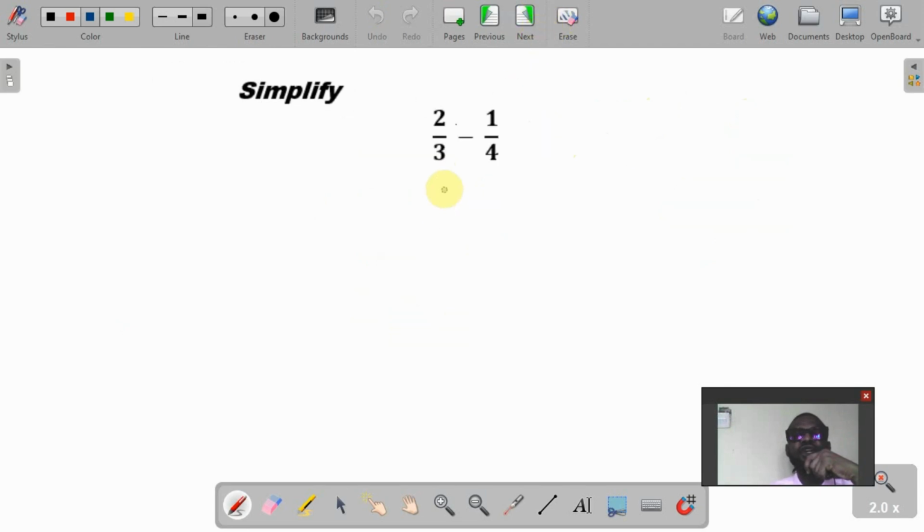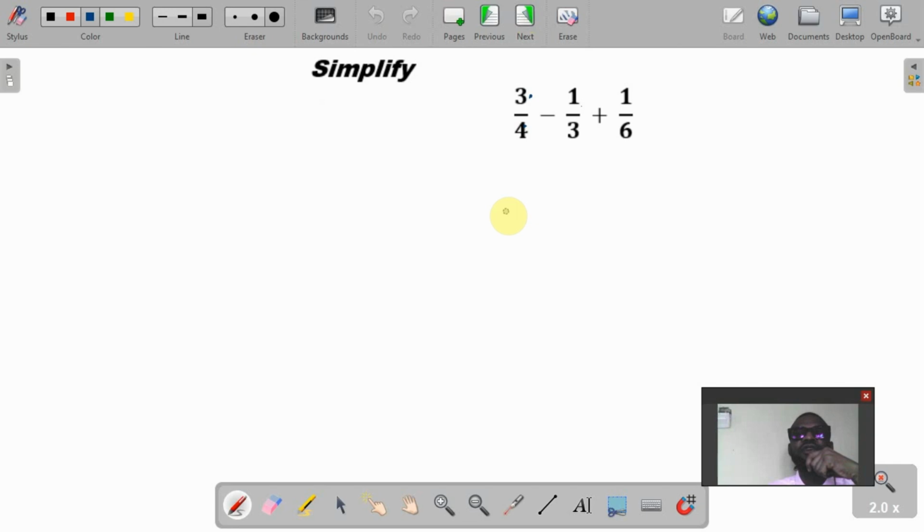The same 2 fractions. The LCM here is 12. 12 is the closest number 3 and 4 can divide without a remainder. So 3 divide 12 is 4. 4 times 2 is 8. Minus 4 divide 12 is 3. 3 times 1 is 3. So my final answer here will now be 5 over 12.